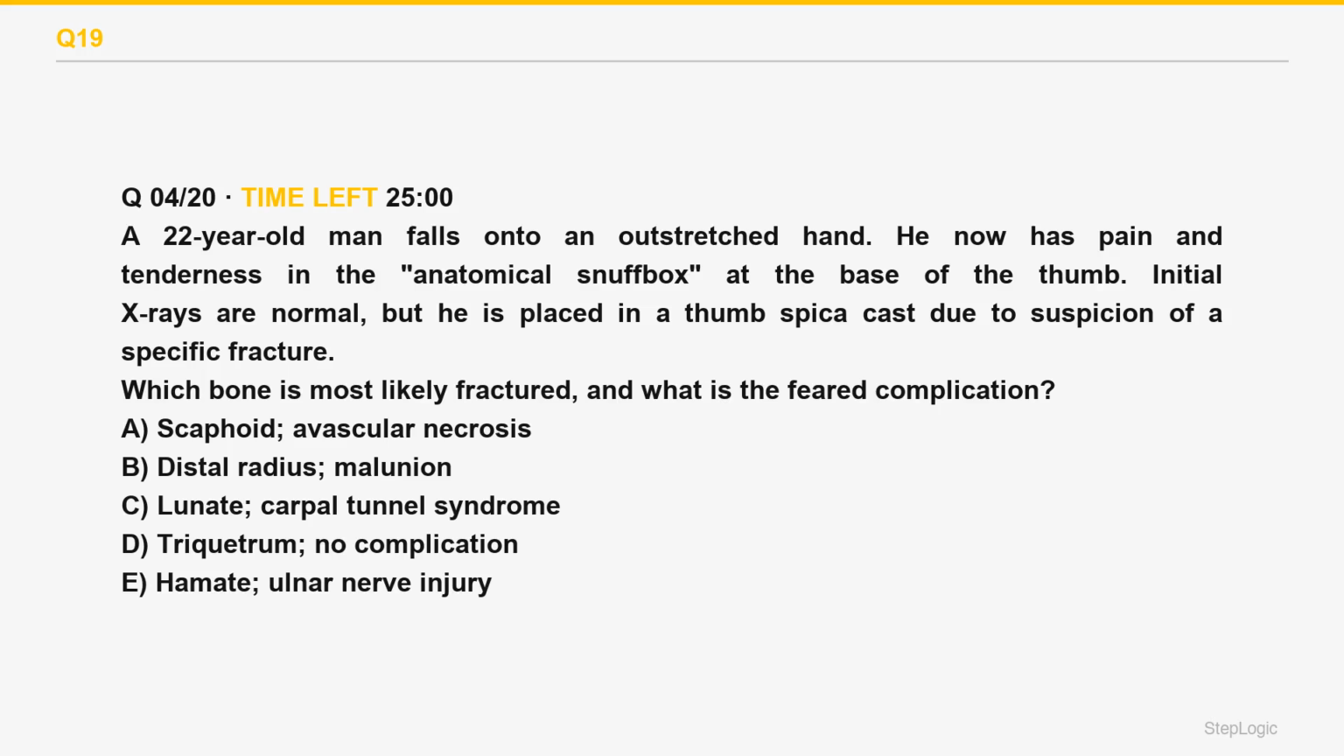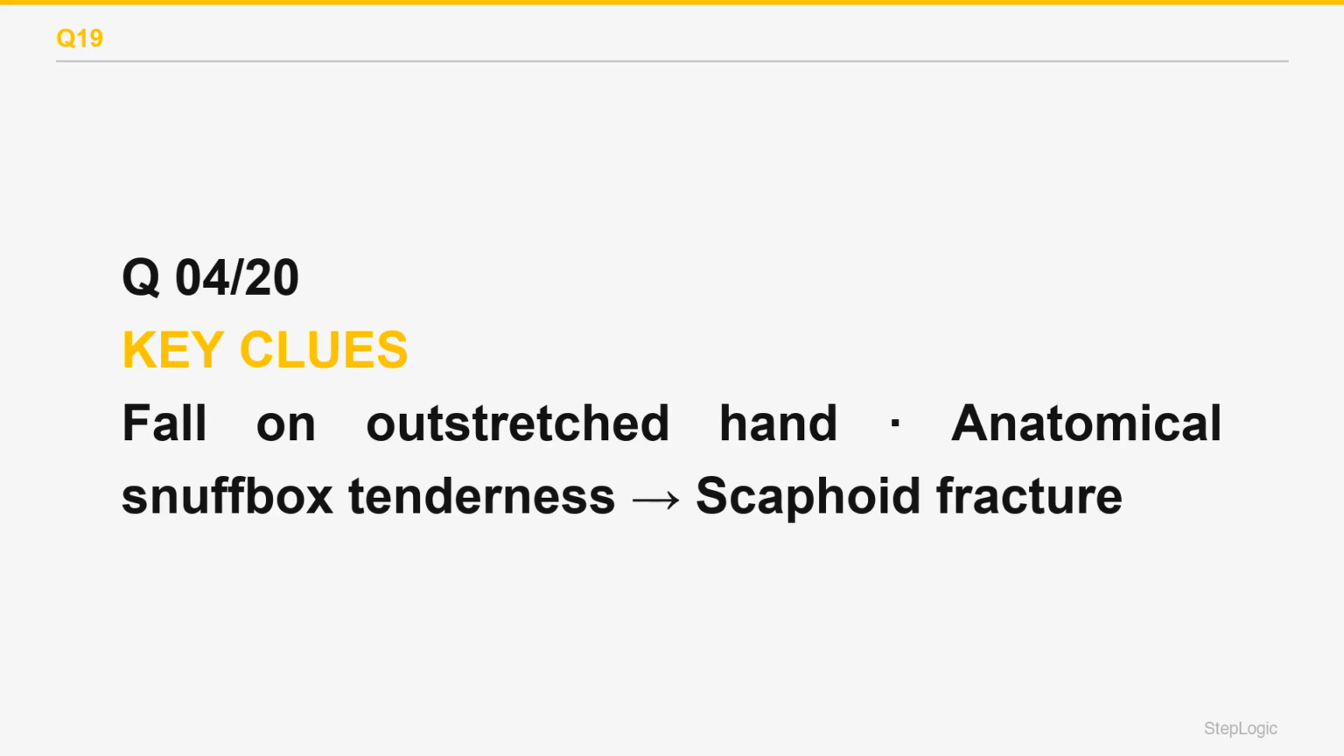Read the command: which bone and feared complication? Fall on outstretched hand, anatomical snuff box tenderness, scaphoid fracture, avascular necrosis. This is a scaphoid fracture, the most commonly fractured carpal bone, typically from a fall onto an outstretched hand.